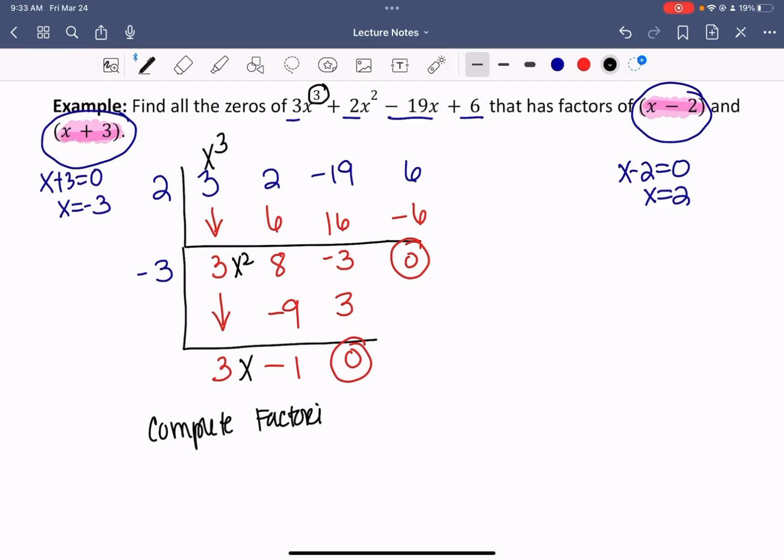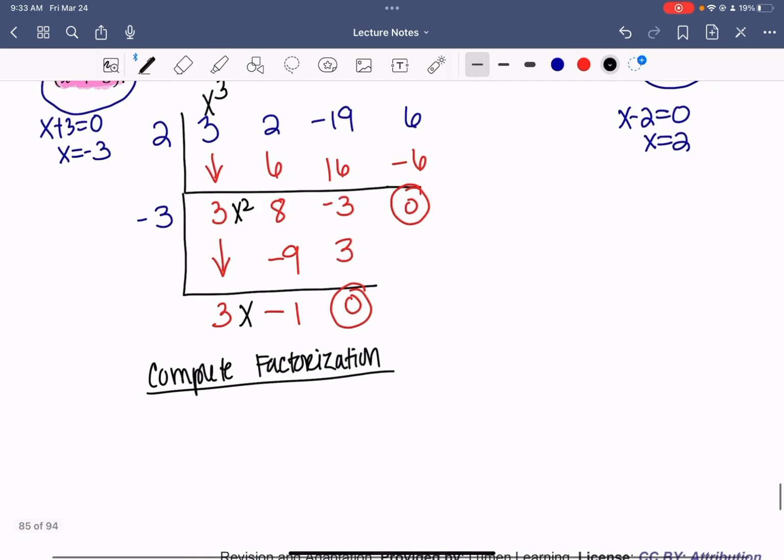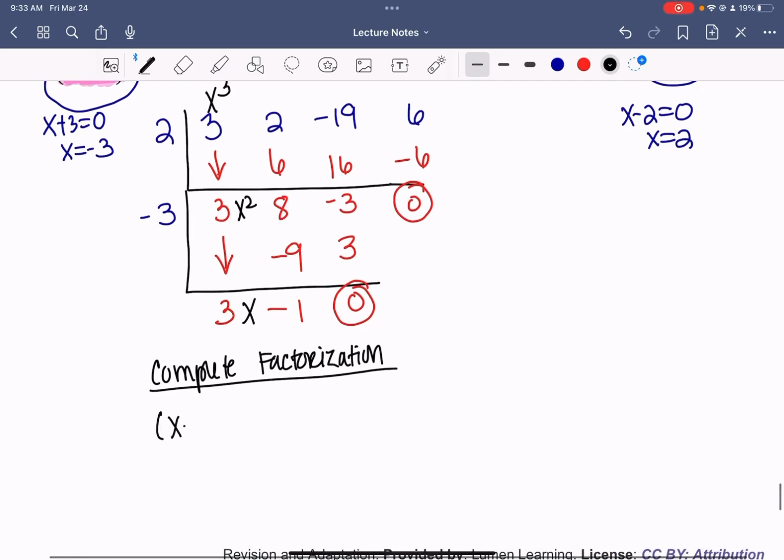And so what is the complete factorization? The complete factorization of this is going to be x minus 2. That was a given. x plus 3. That was a given. And then this final result of 3x minus 1.